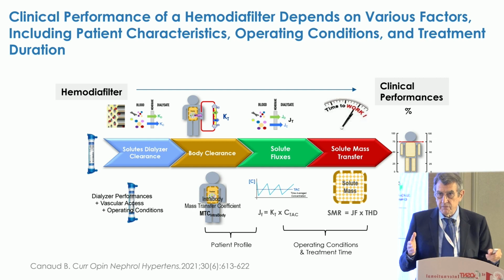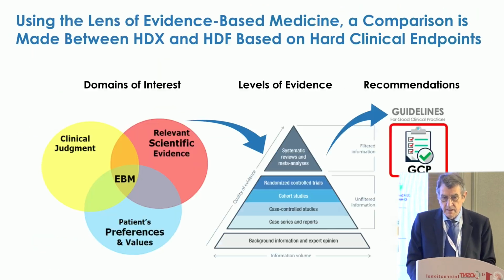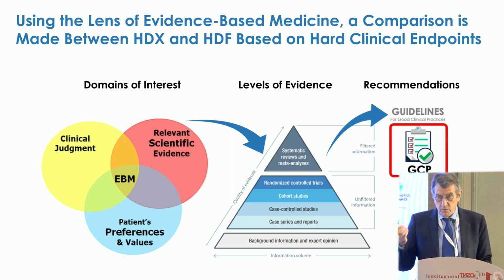So that means you have to consider what you want to do with your clearances, what the body clearances are depending on the anthropometrics of your patient, what your operating conditions are, and particularly treatment time, blood flow, dialysate flow, ultrafiltration flow, and also to consider, at the end, the solute mass transfer. So you need a very objective way to make an assessment. It's not just selecting the technique. Now, based on hemodiafiltration, what do we have today as evidence?